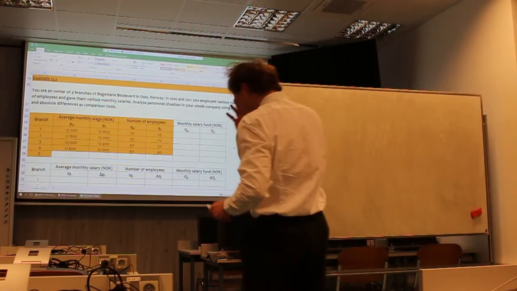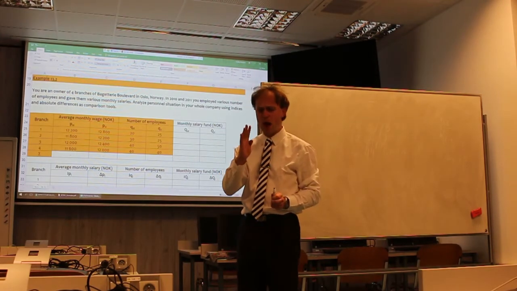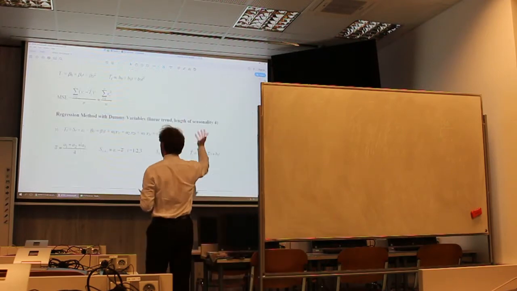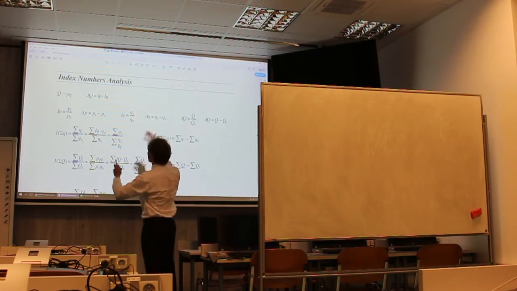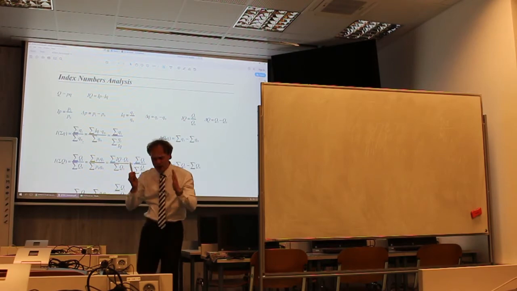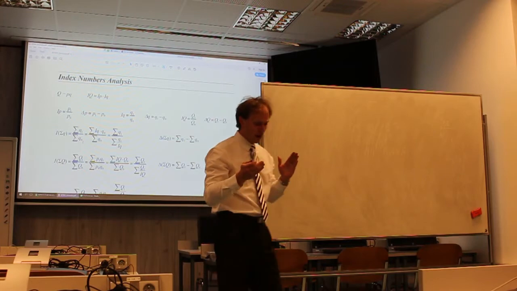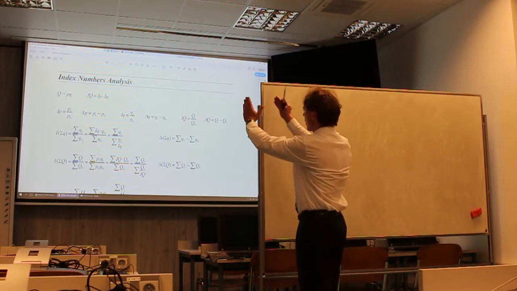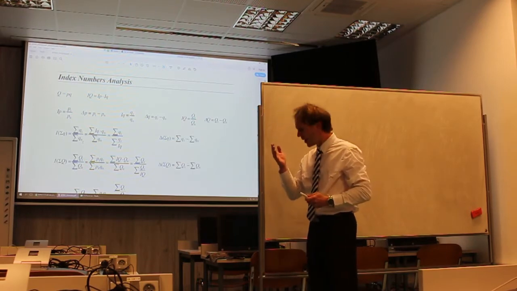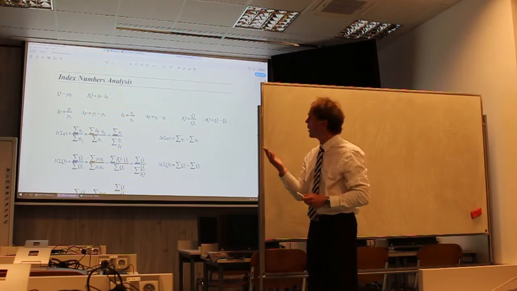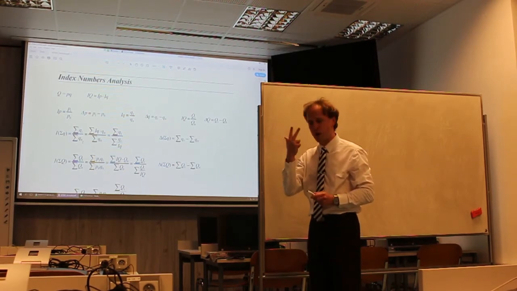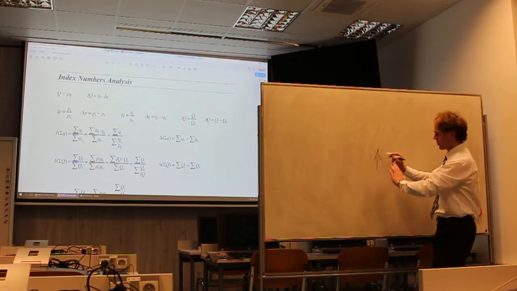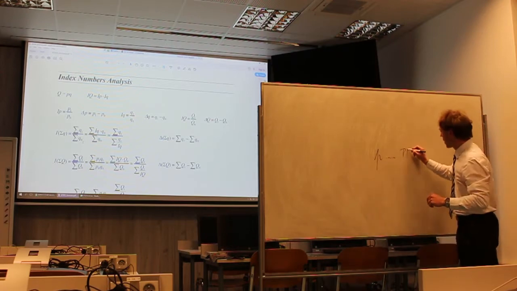We will continue with index number analysis. In your formulas, on the last page, you have index number analysis, and I must tell you something about the important variables which are written on this page. Index number analysis is very easy because we are analyzing only 3 variables. We have variable P, and this small p is price.